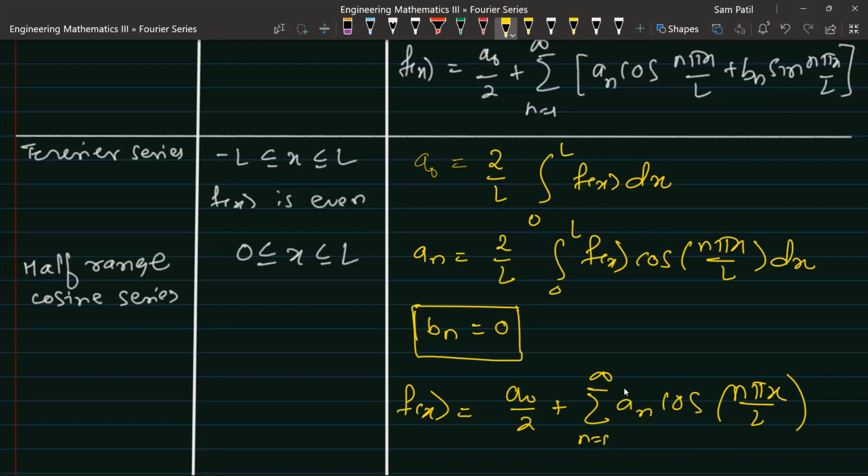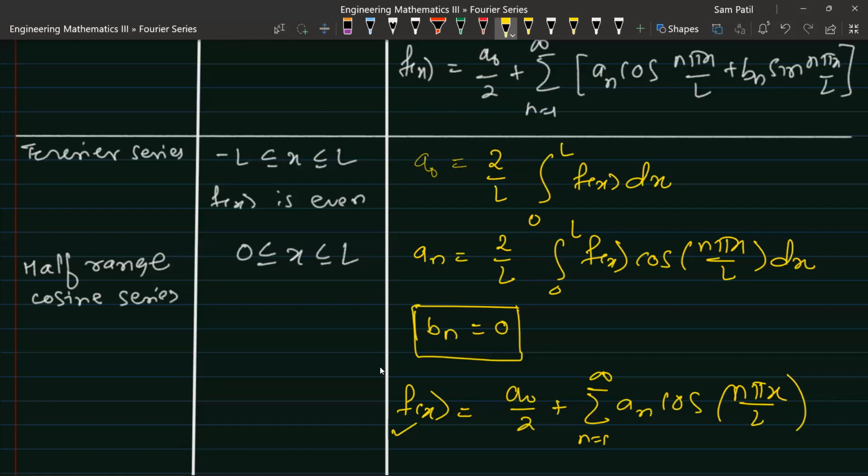Straightforward, remember: if the interval is minus L to L and if the function is even, you know how to check whether a function is even or odd, we have seen that. Then there is no need to find out bn. Bn is automatically 0. You may write directly bn is 0. Just find out a naught and an and substitute them in this series. Okay, fine.